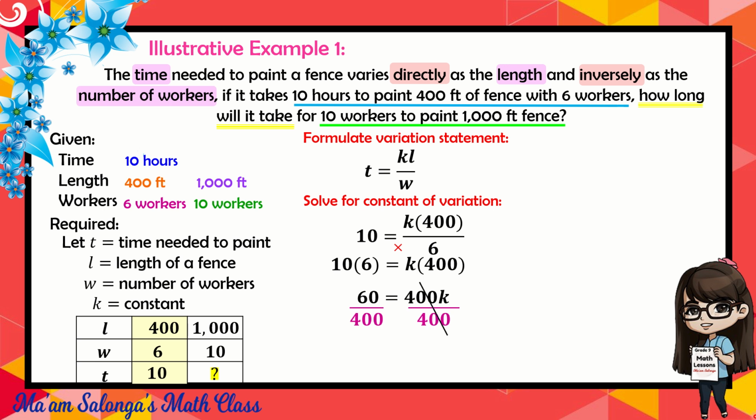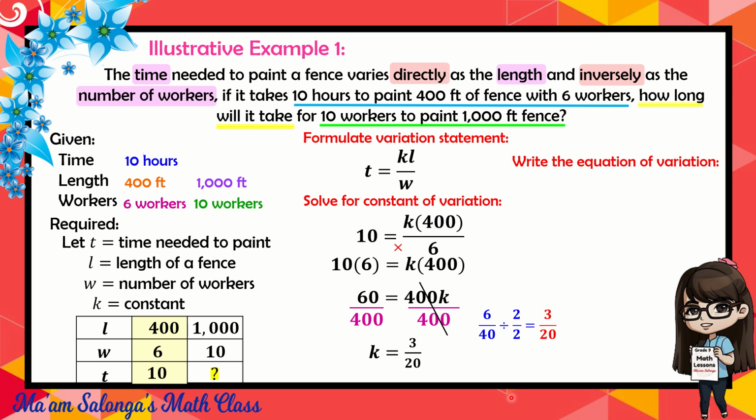So, K is equal to 60 over 400. Ito ay cancel na natin yung 0 dito, magiging 6 over 40. Then since 6 and 40 are divisible by 2, we have 3 over 20. We have the constant 3 over 20.